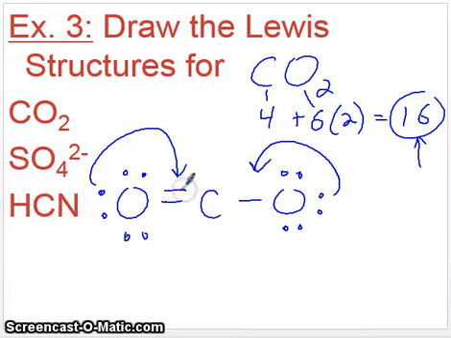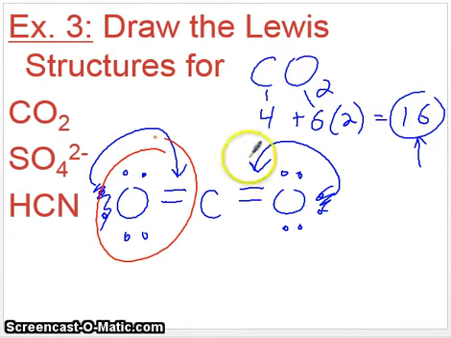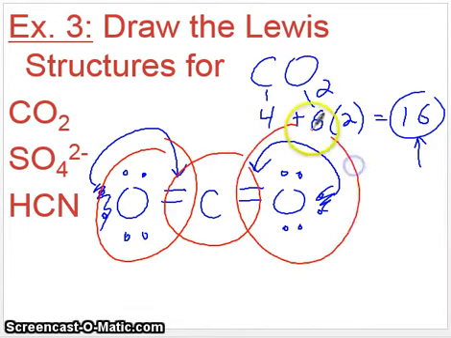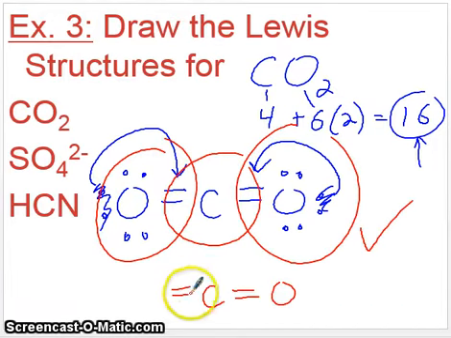So this becomes a double bond, this becomes a double bond, these are scratched out. So notice if we analyze the molecule now, this oxygen has 8 electrons, this carbon has 8, this oxygen has 8, we are good. It's a bit messy, but it would look essentially like this.